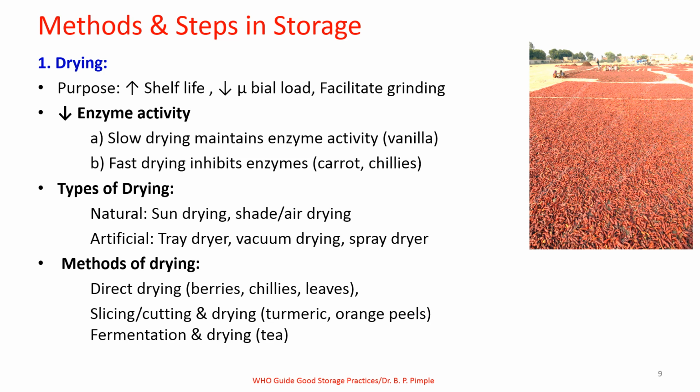Then fermentation and drying. The fermentation and drying process is carried out in certain crude drugs, like for example tea. The tea leaves are taken, soaked in water for a certain time, and fermented. The fermented part is then dried, and then it is powdered. Fermentation converts the flavonoids into tannins as far as tea is concerned.